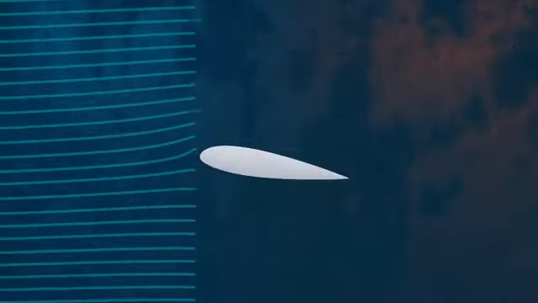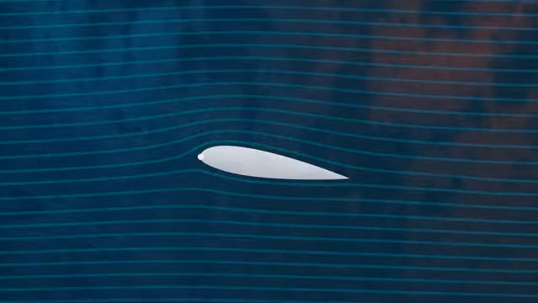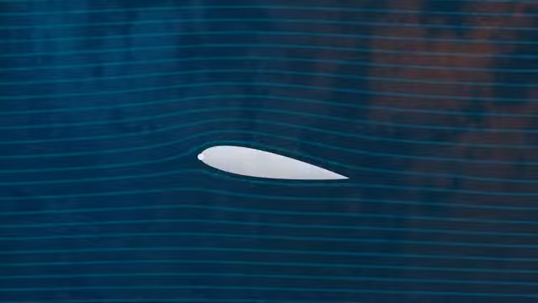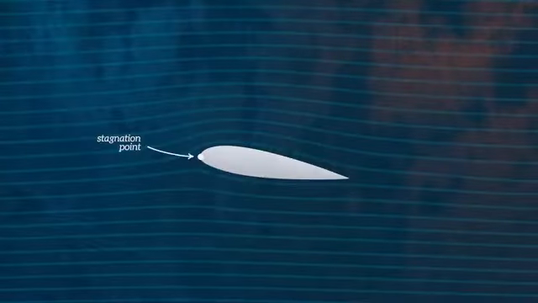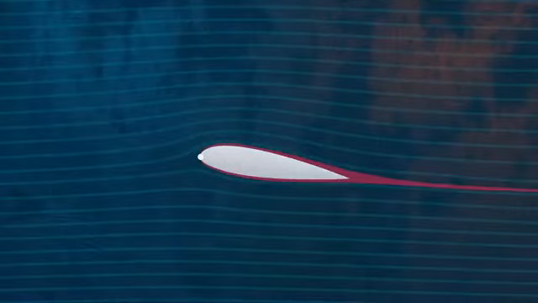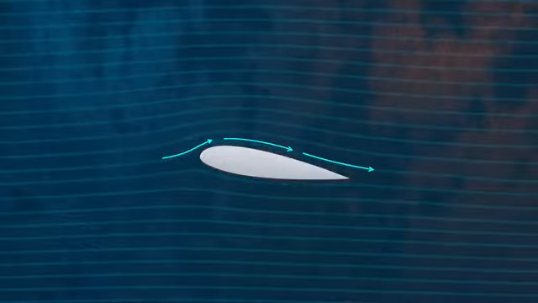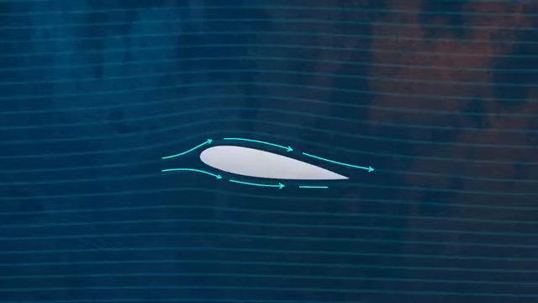If we look at how fluid flows around the airfoil, we can see that close to the leading edge, there's a point where the fluid velocity is reduced to zero. This is called the stagnation point. Outside of the thin boundary layer surrounding the airfoil, the fluid flowing above the stagnation point over the top surface of the airfoil travels faster than the fluid traveling over the bottom surface, as we can see from these particles.